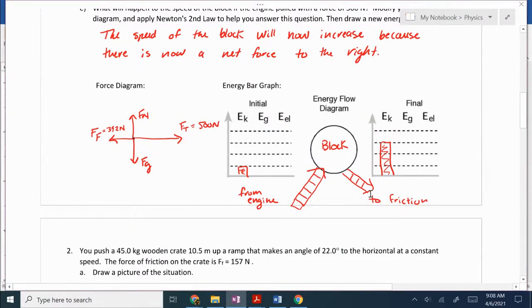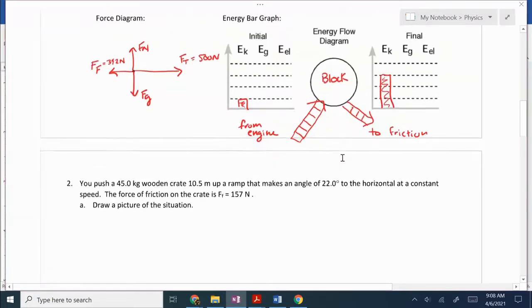Just counting them up, I have 1 bar of kinetic energy plus 6 bars of energy in, so that's going to give me a total of 7. Then I lose these 4, so that leaves me with 3 left that are going to become kinetic energy. So there you go. There's the first one done.